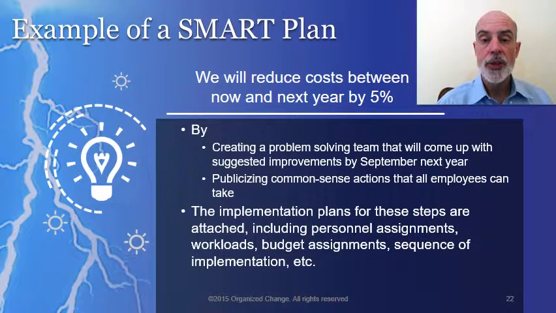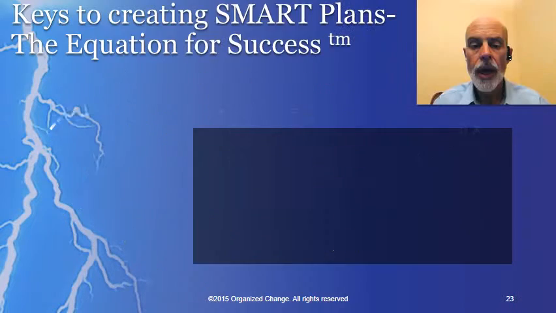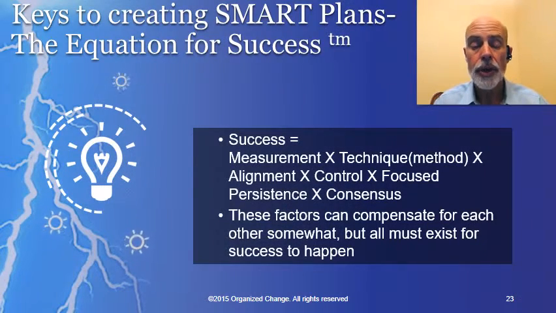One of the things one must really understand when one is doing organizational change is that it's simply not the implementation of a particular change or activity. It is thinking about the systems that are necessary to be making the changes for the ultimate successful organization to occur. The keys to creating SMART plans, that is, specific, measurable, achievable, realistic, and time-bound plans, are what we call the equation for success. Success is a function of many different components.